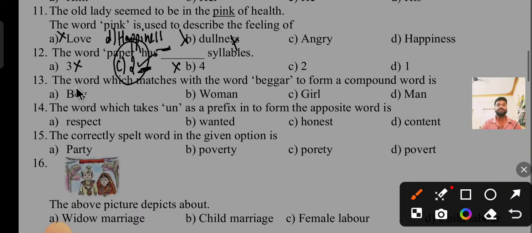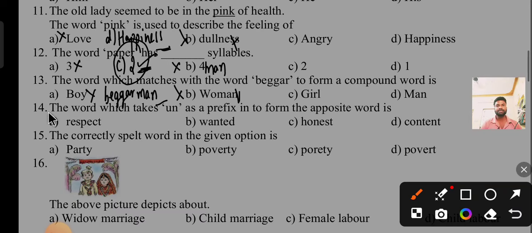Next, 13th question: the word which matches with the word beggar to form a compound word is: man, model, millionaire, lady. Beggar man is the right compound. Beggar boy is wrong, beggar woman is wrong, beggar girl is wrong. The right answer is beggar man. Like this you can write in your answer sheet.